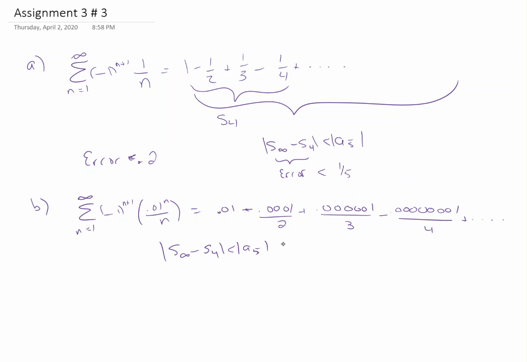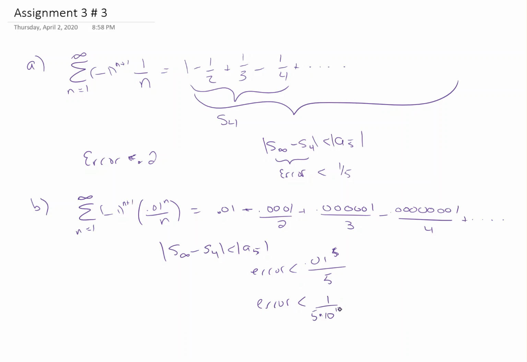What's the 5th term? Well, it's the absolute value of the 5th term, so we don't need to worry about the negative 1 part. It's going to be 0.01 to the 5th over 5. So that's the error. That's the answer, right? Nobody would really want to see it that way. I guess the better way to write it would be 1 over 5 times 10 to the 10th.